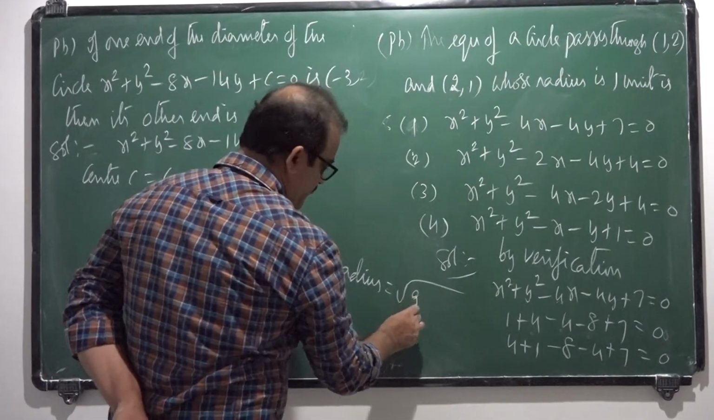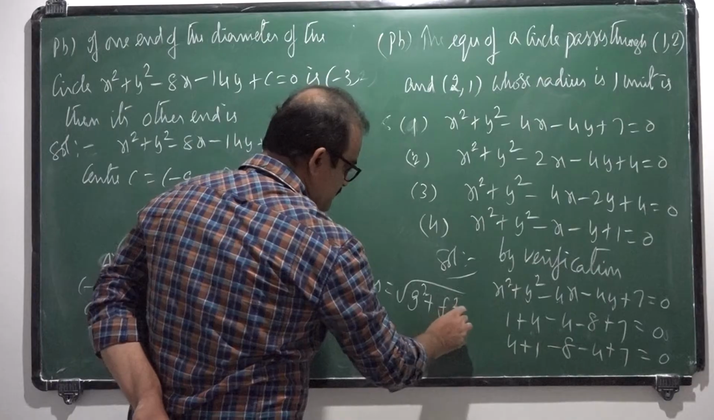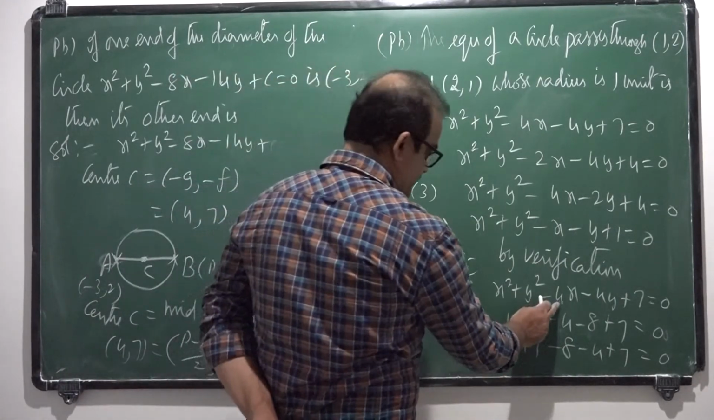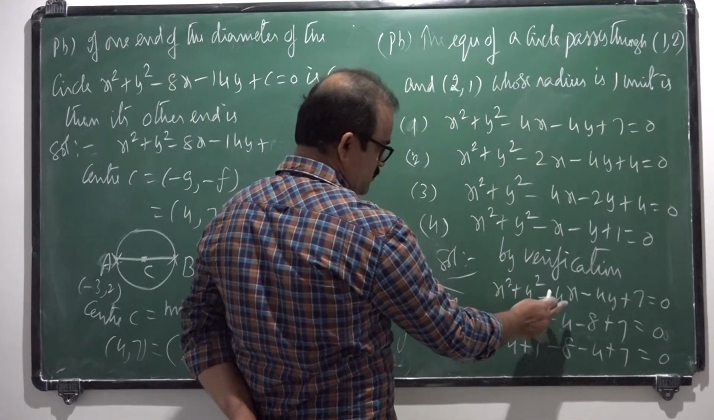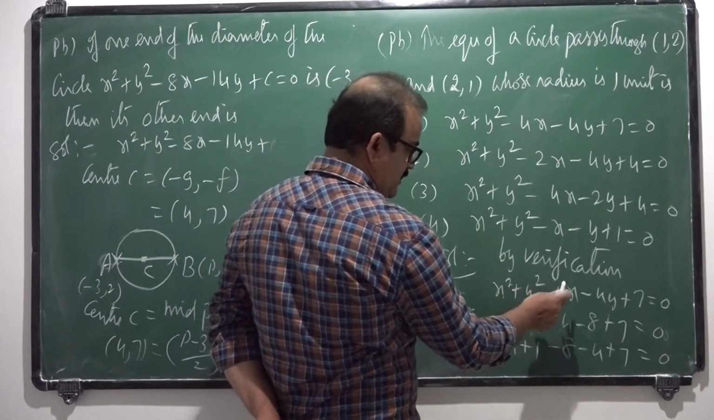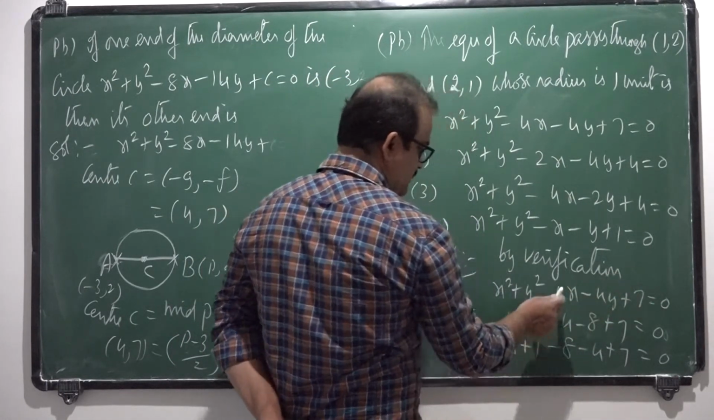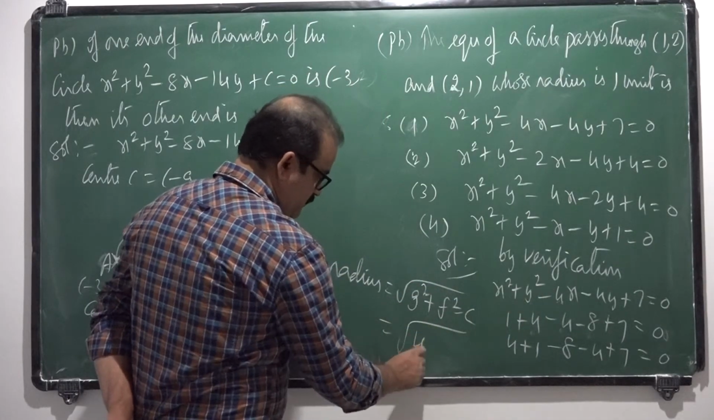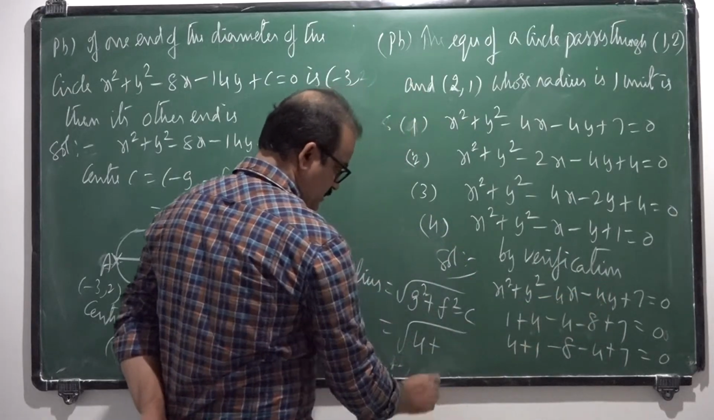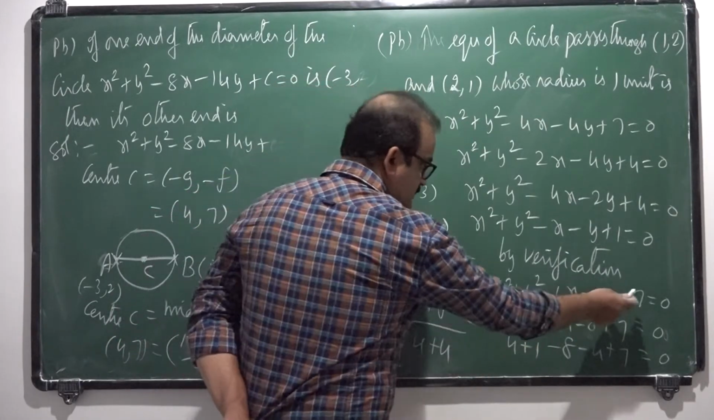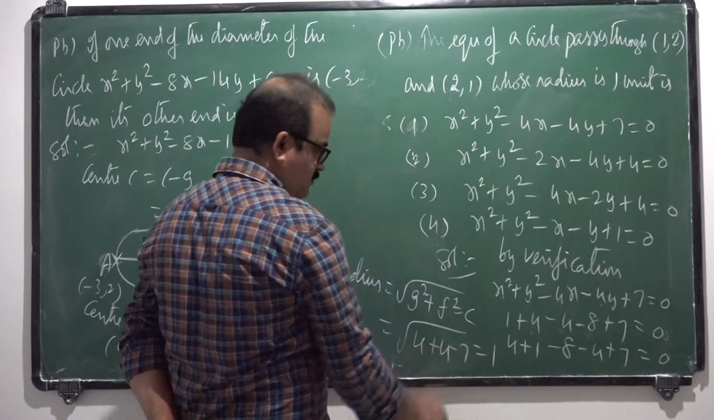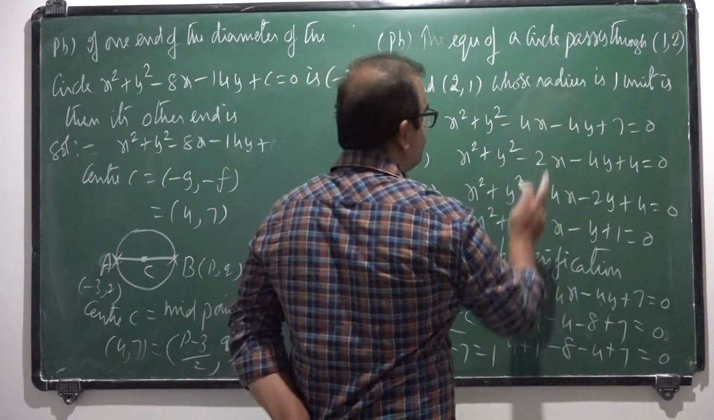What is the formula to find radius? Root of g square plus f square minus c. In this equation, what is g value? Minus 2. You compare this equation with x square plus y square plus 2gx plus 2fy plus c. G is equal to minus 2, g square 4, f is also minus 2, f square 4, c that is 7. 4 plus 4, 8 minus 7, 1. Root 1, 1. Radius is 1.